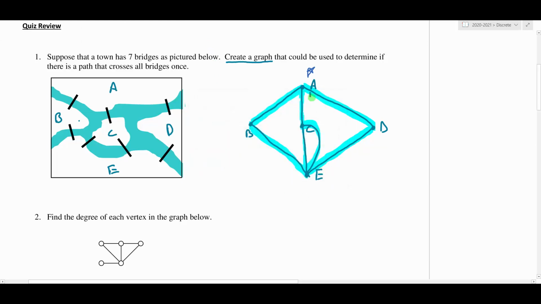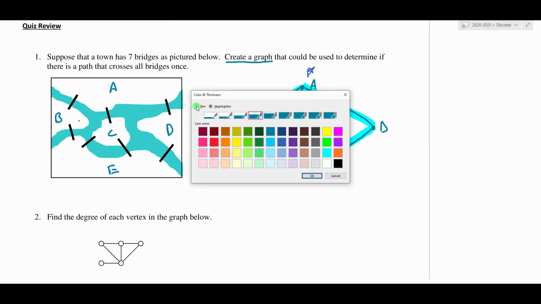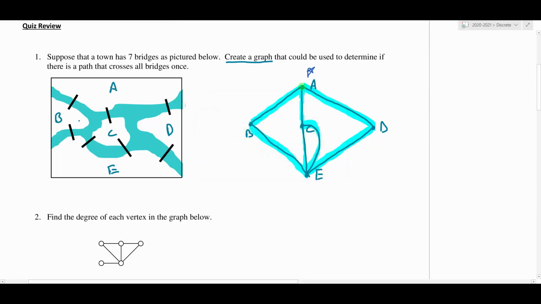Okay, so I think we started, let me get my pen. There we go. So I think we started at A, right? We went to D, and then we went to E, and then we went to B, then we went back to A, and then we went down to C, and down to E, and then back to C. And I think that got them all, right?